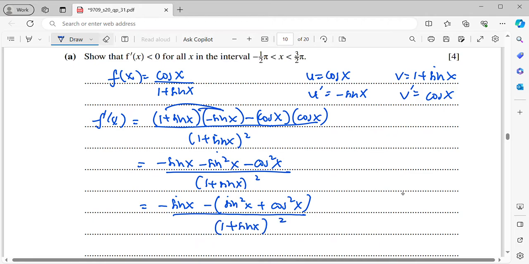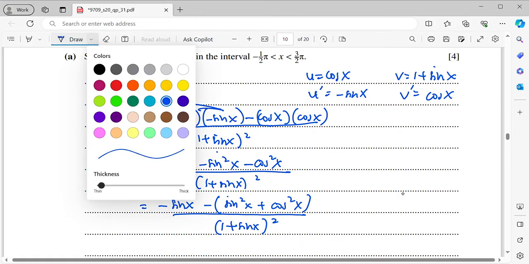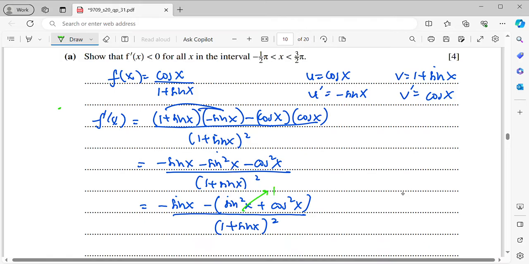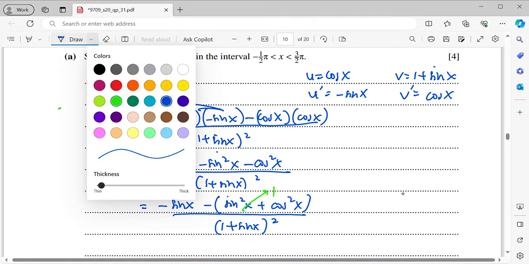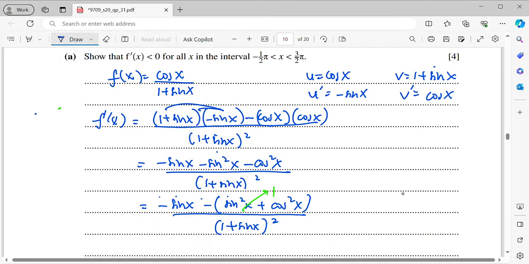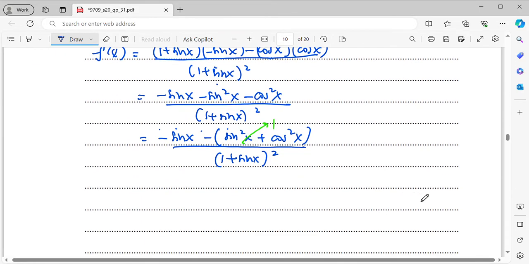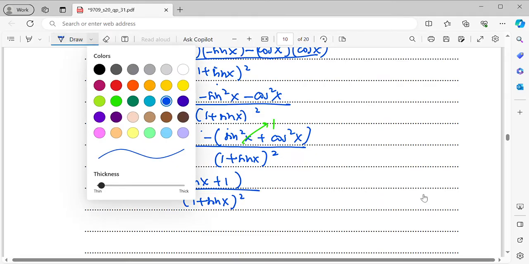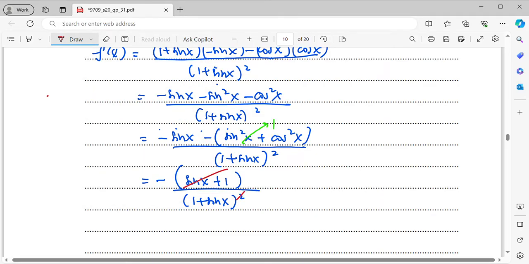Now we have an identity: cos square x plus sin square x is 1. That means this is going to be 1. Then I still have minus for both terms, so I will just factorize the minus. Then I will be getting sin x plus 1 over 1 plus sin x squared. So then the 1 plus sin x will be cancelled off. Then you will get negative 1 over 1 plus sin x.